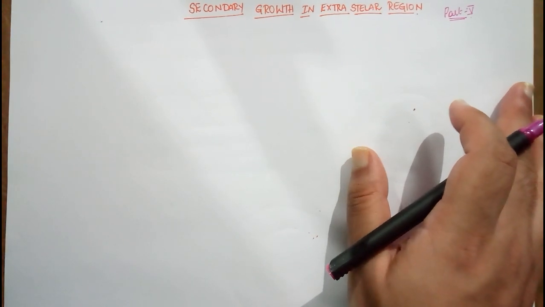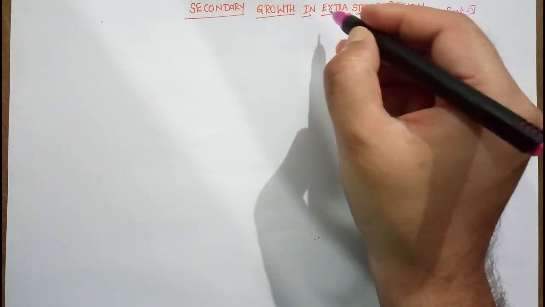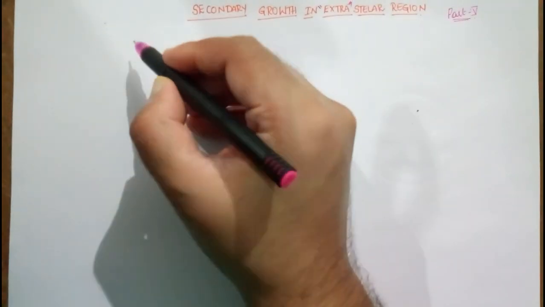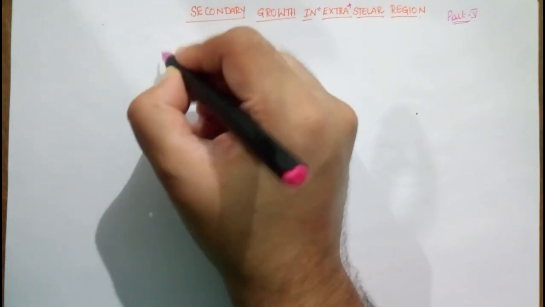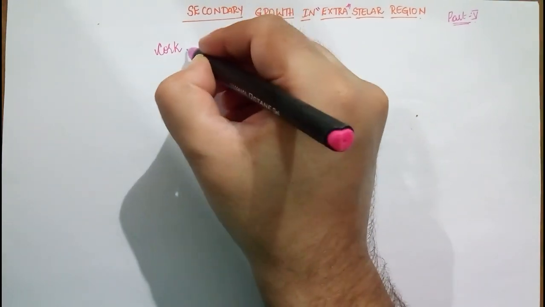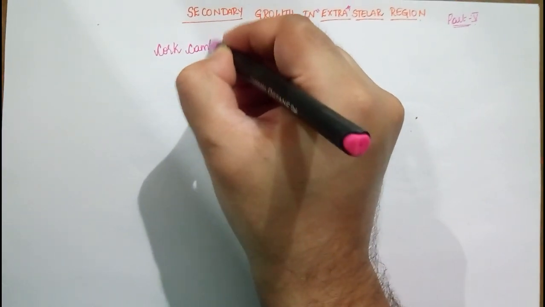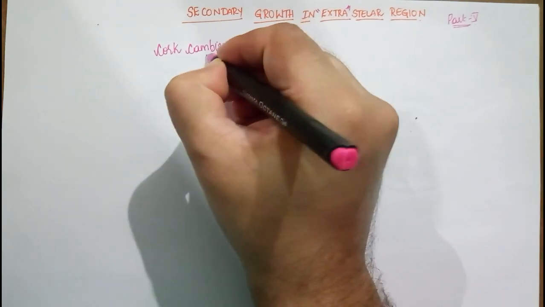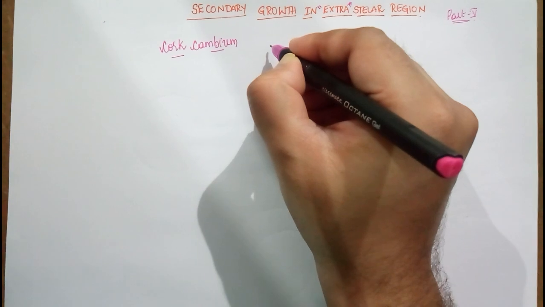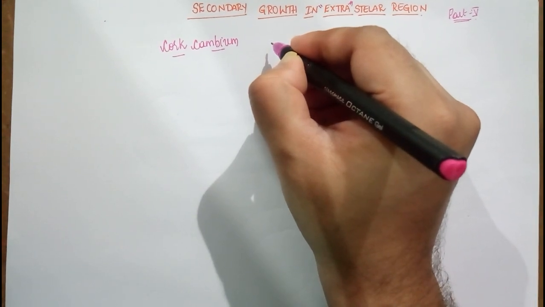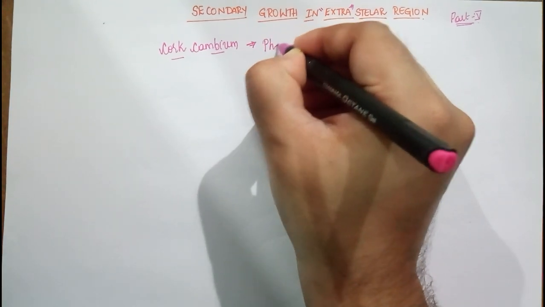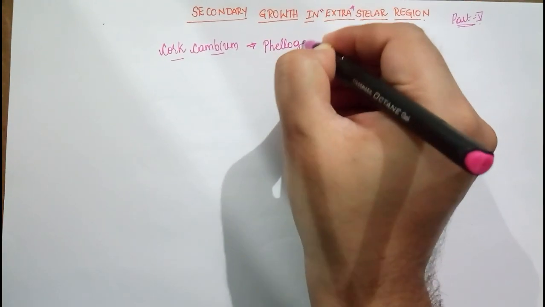Now, the stellar region we've already seen, and now we're going to see the extrastellar region. Secondary growth in the extrastellar region begins by a meristematic tissue called the cork cambium. Cork cambium is also called the phellogen. You have to remember this.